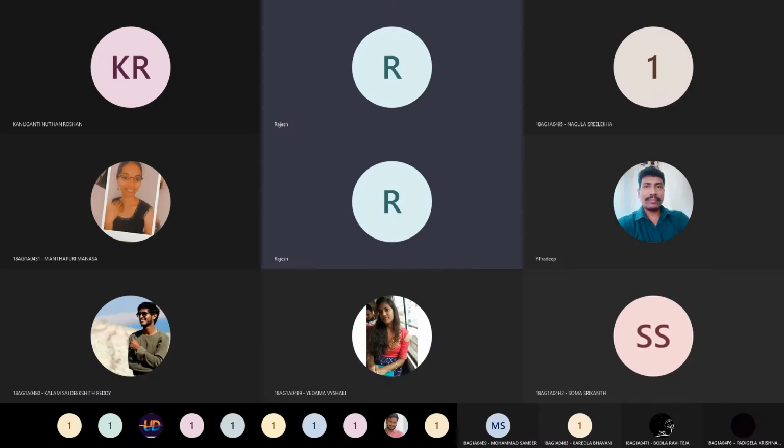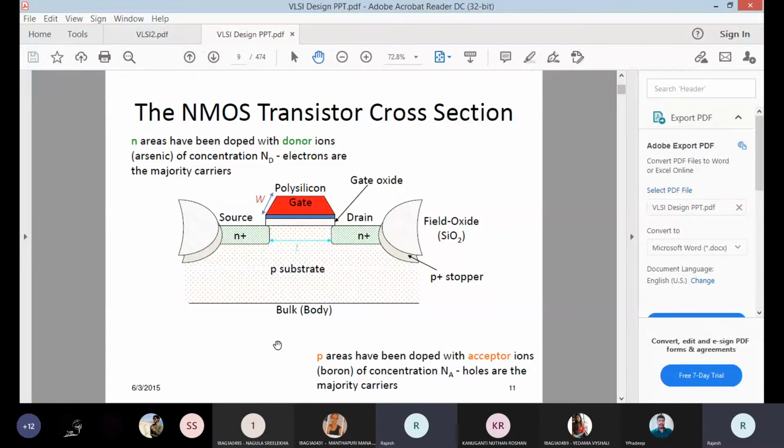Second part of your unit 1, basic electrical properties of MOSFET, for which you require NMOS. Because we are studying MOSFET characteristics, we require NMOS, how it looks. So your NMOS transistor cross-section consists of two N plus regions in a P substrate.